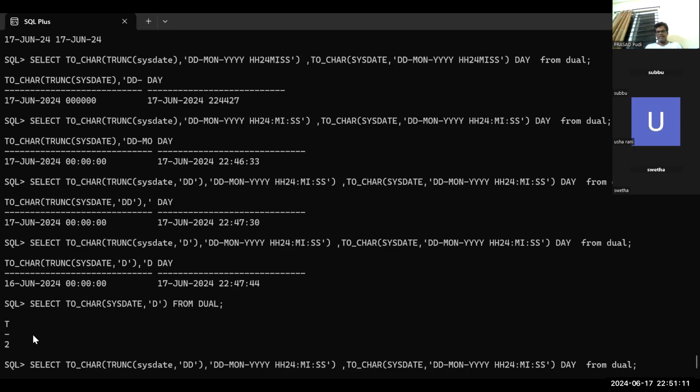Suppose if I am giving, see here, a strange thing will happen. If I am giving D, it means day of the week, DD means day of the month, DDD means day of the year. Then where will it go?